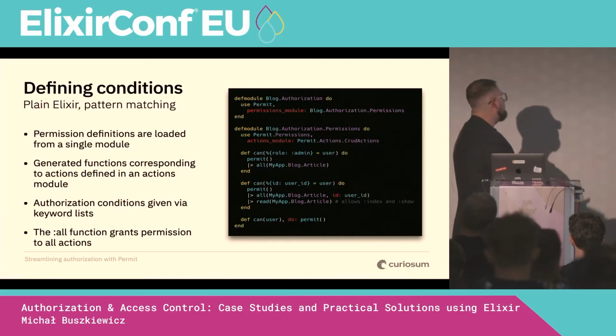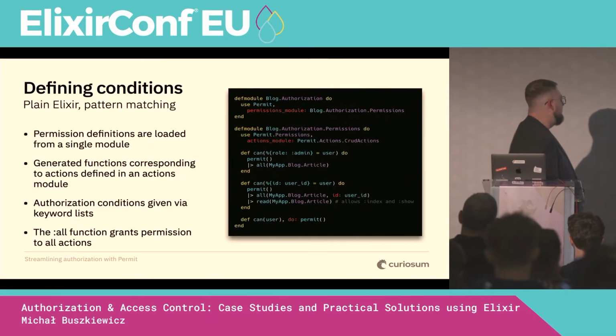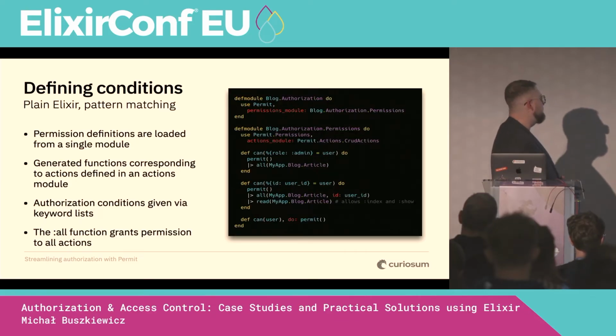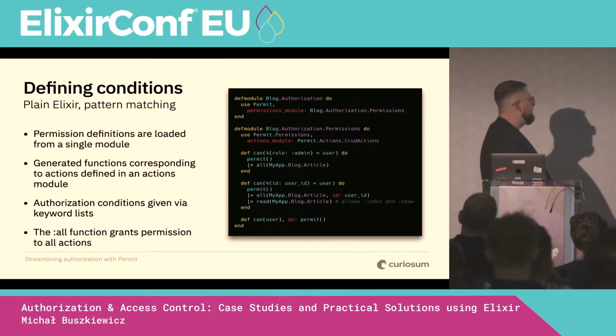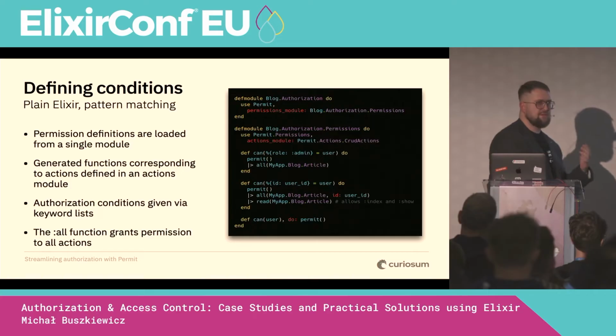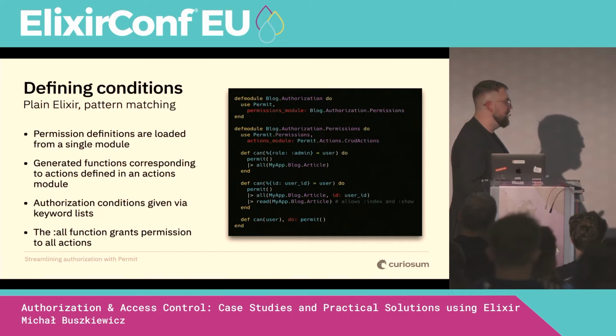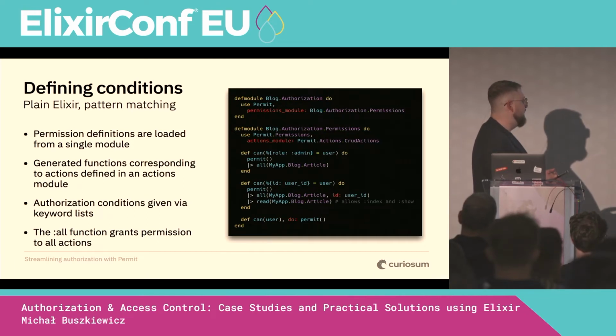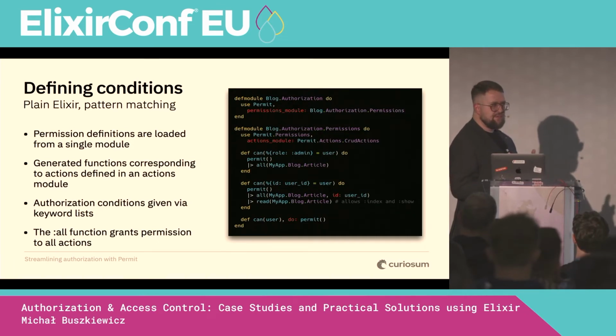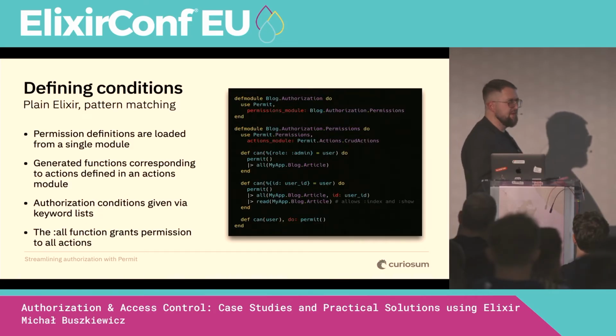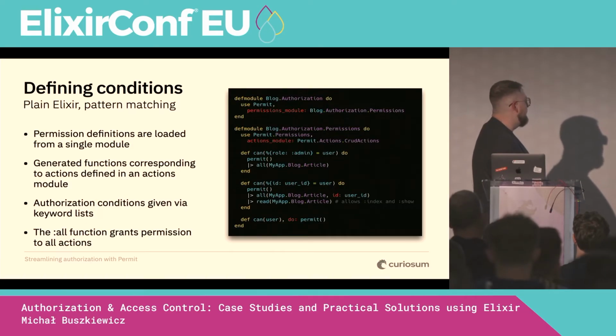So this is how you define conditions in Permit. And there is the authorization module, which uses Permit and the specific application's permissions module, and then you plug in an actions module, which defines the actions that you are going to reason about. Actually, if you use this in controllers, which we cover later, it reads the actions out from controllers as well as from live actions defined in the router, so that makes life easier.